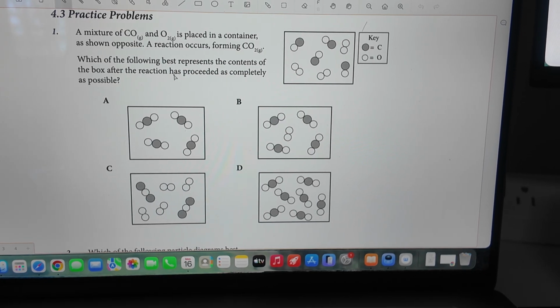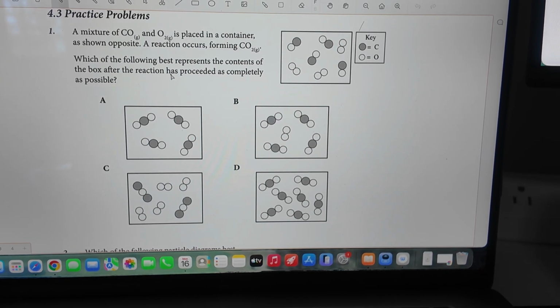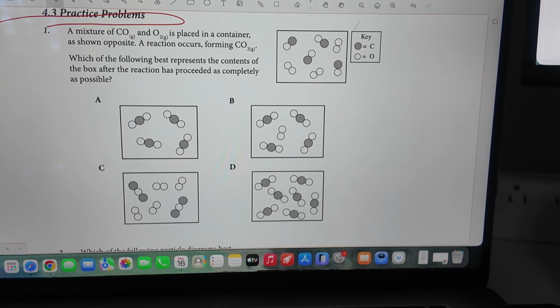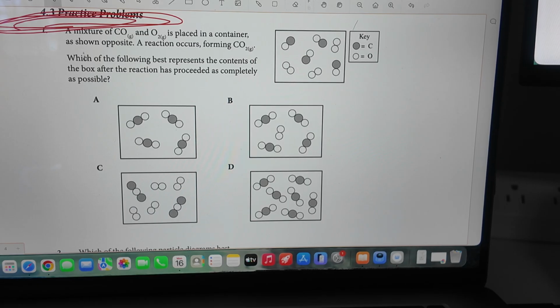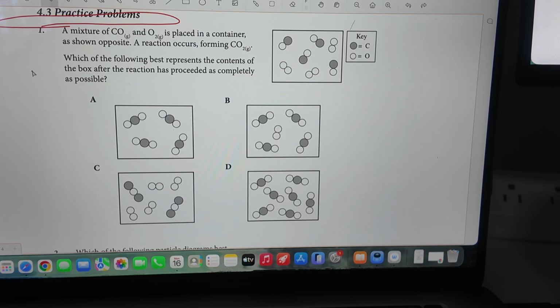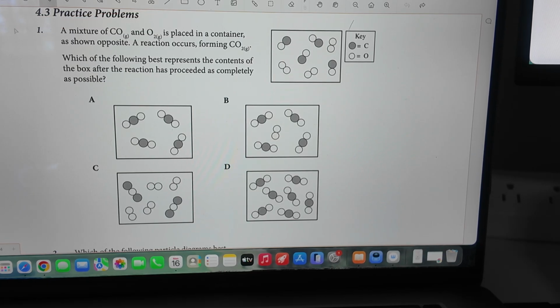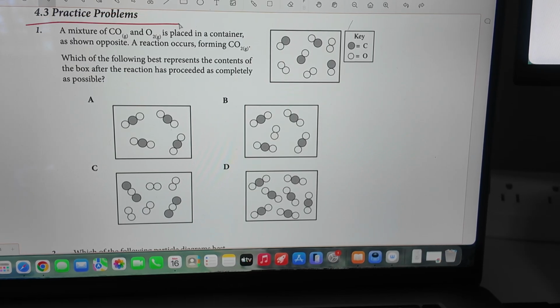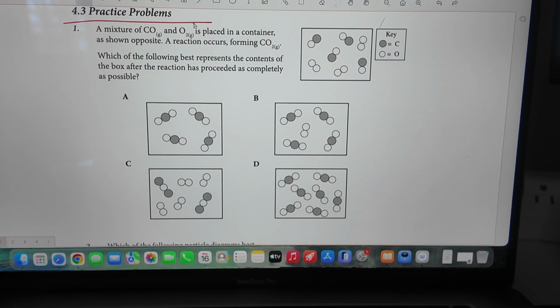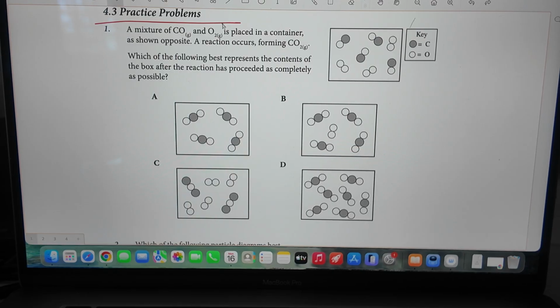Okay, these are the practice problems for section 4.3. Well, that wasn't so neat. Maybe I should just underline 4.3. Okay, I want to make sure it's focused.